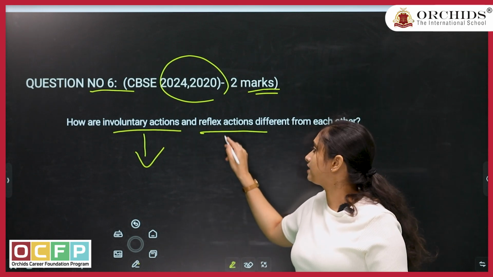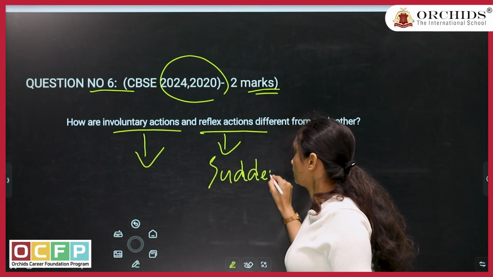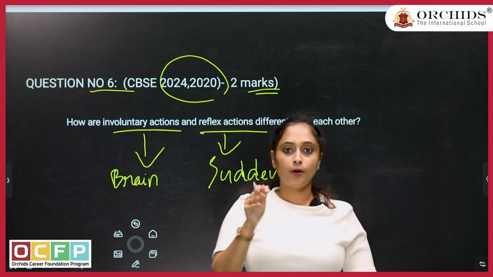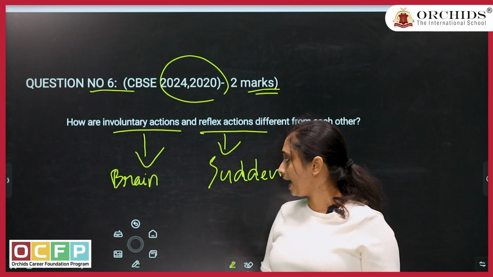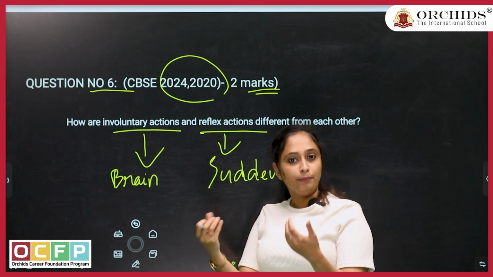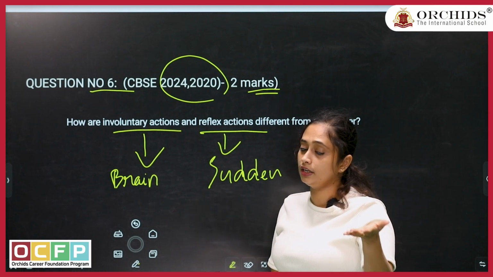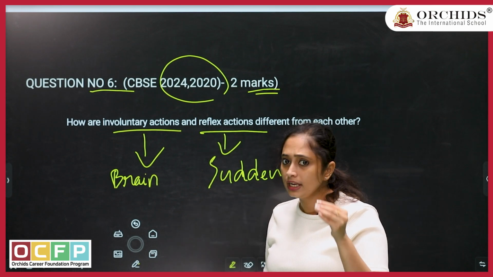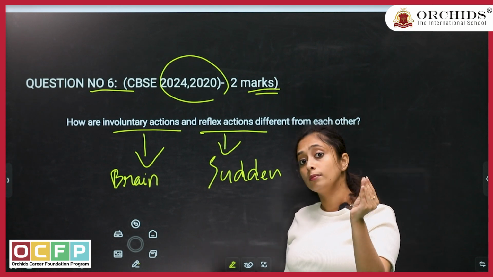Now the second one is reflex action. What is reflex action? Reflex action is a very sudden action. Involuntary action is controlled by the brain. When we discussed the brain, we said that it has 3 regions: forebrain, midbrain and hindbrain. Involuntary actions take place in the brain, and the medulla is one of the parts controlling involuntary action as well as reflex action. Not every reflex action: the medulla controls a few reflex actions of the neck, eyes, etc., which are controlled by the brain.